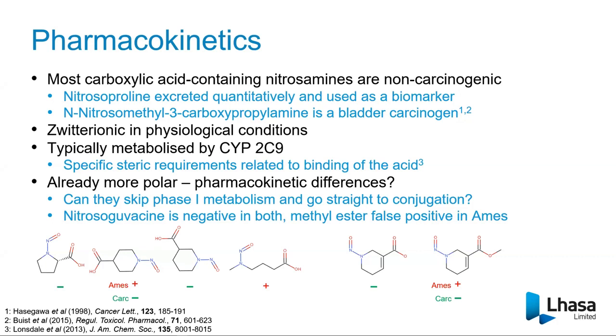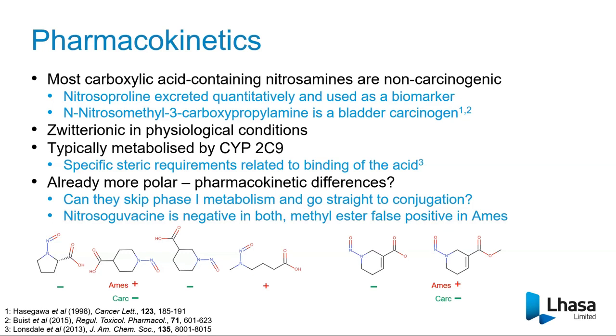So even though it is carcinogenic, there's different behavior. They can be zwitterionic in physiological conditions, and there's a specific CYP isoform that prefers to metabolize acid-containing compounds and has specific steric requirements related to the acid binding. There's a specific distance between the carboxylic acid and the active site, where the carboxylic acid binds. But of course, they're already polar. The carboxylic acid group, particularly when it's deprotonated in physiological conditions, makes them really polar. So they might skip phase 1 metabolism. And if you skip phase 1 metabolism, you don't expose your nitroso group to P450s.